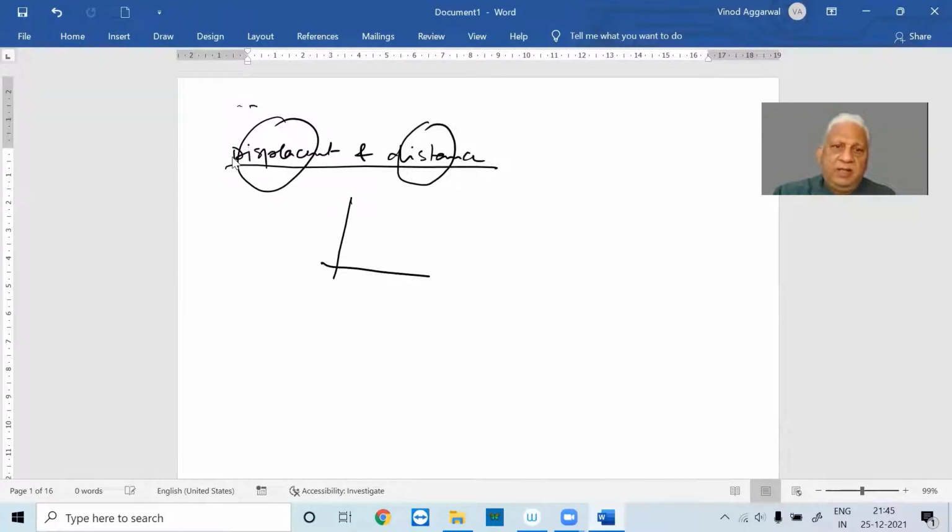Let us say in XY coordinates, you move from point A to point B in this direction, then from B to C you go in this direction, and then from C to D you go in this direction. Now, if somebody asks, what is your total displacement from A to D? Or rather, if somebody asks you, what is the total distance you have traveled from A to D?